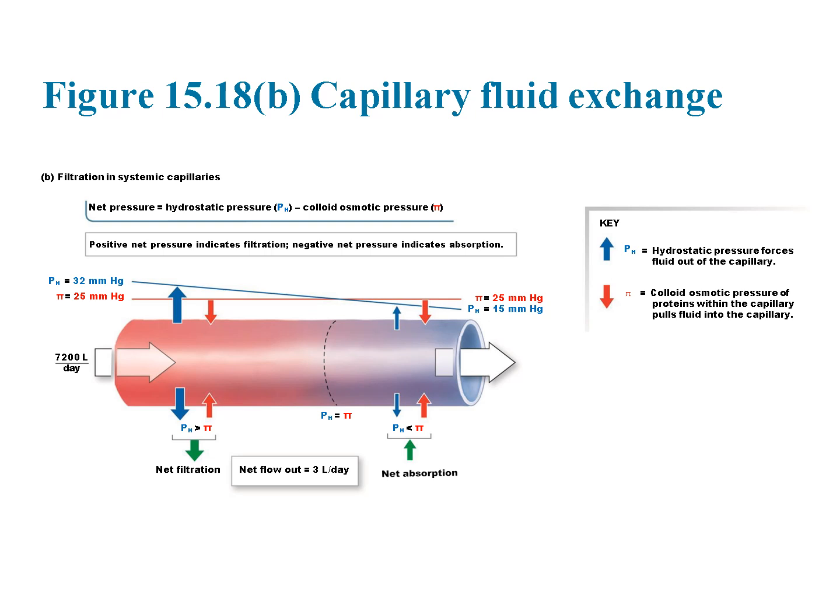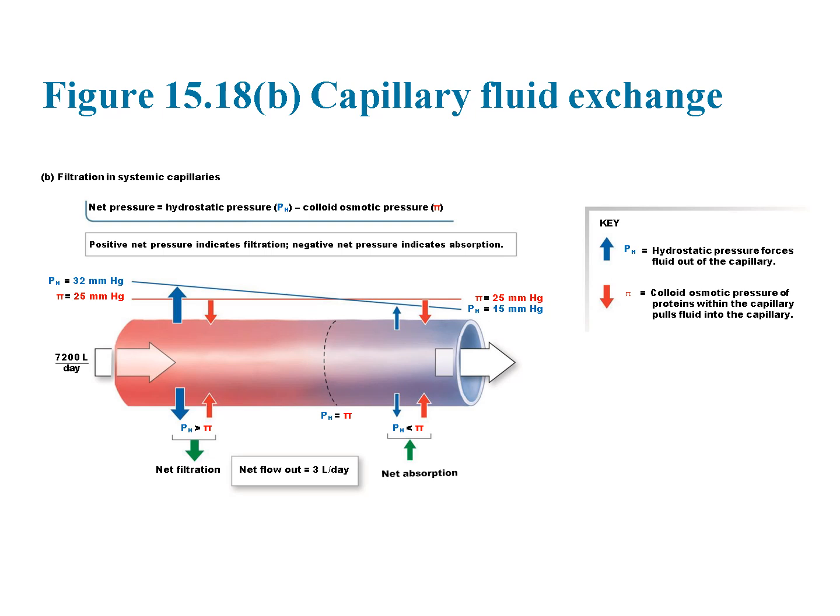At the arterial end of the capillary, hydrostatic pressure is higher than colloid osmotic pressure, measuring 32 millimeters of mercury compared to 25 millimeters of mercury. This positive net pressure favors filtration, meaning fluid moves out of the capillary and into the interstitial space.